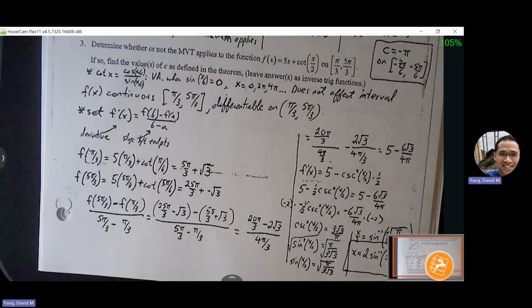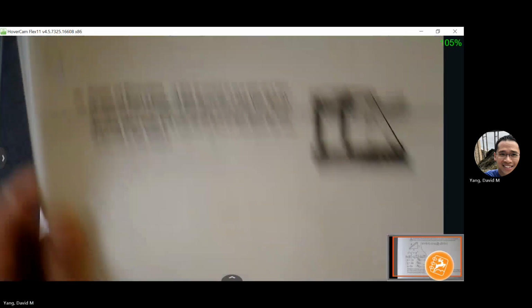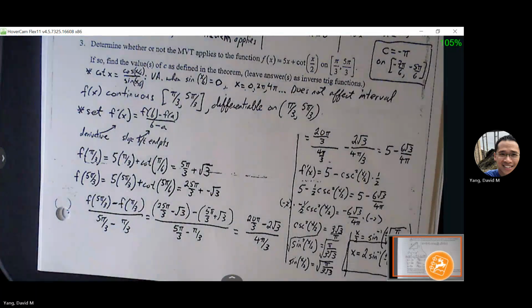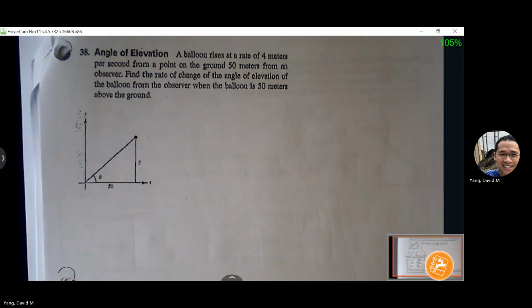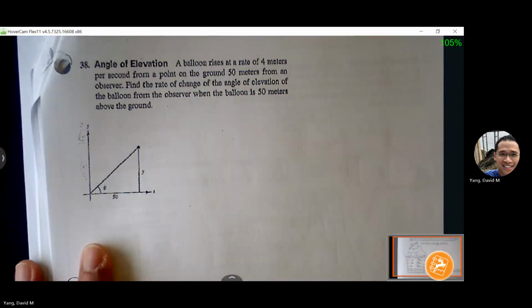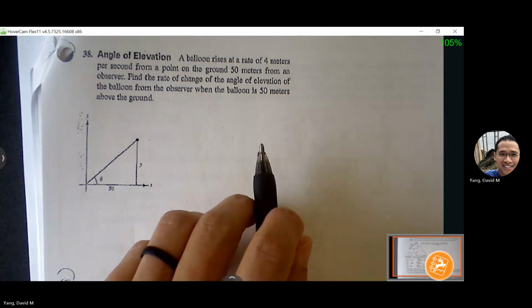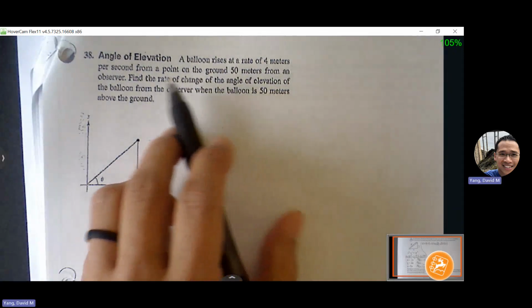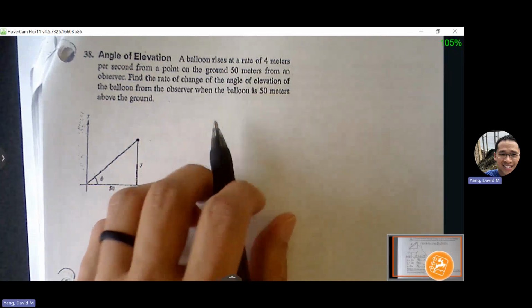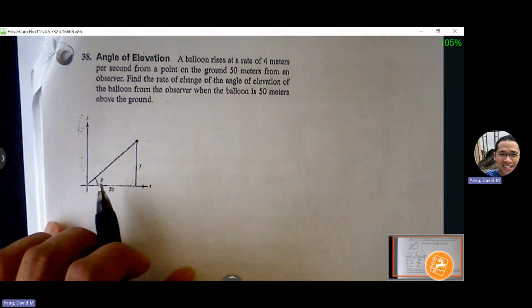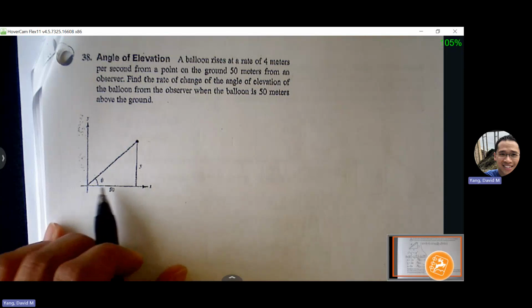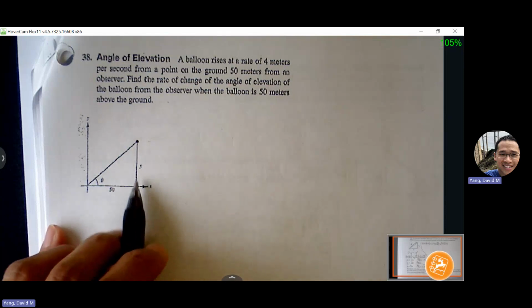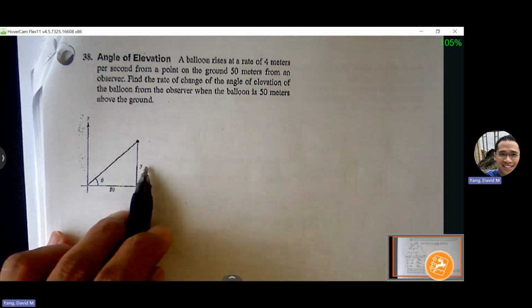Okay, let's do one more here. Let's go to page 17 and let's look at 38. Okay, balloon rises at a rate of 4 meters per second from a point on the ground, 50 meters from an observer. Find the rate of change of the angle of elevation of the balloon from the observer when the balloon is 50 meters from the ground. So we know that this is not changing here. The balloon is going to be rising. Theta is changing. Y is changing.